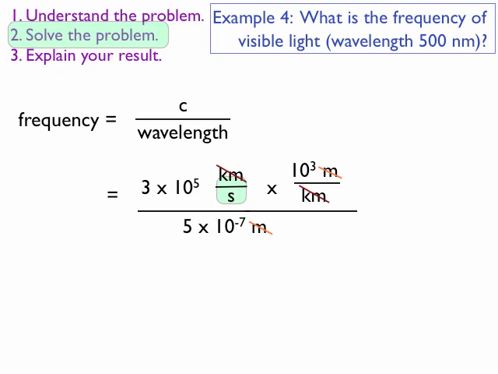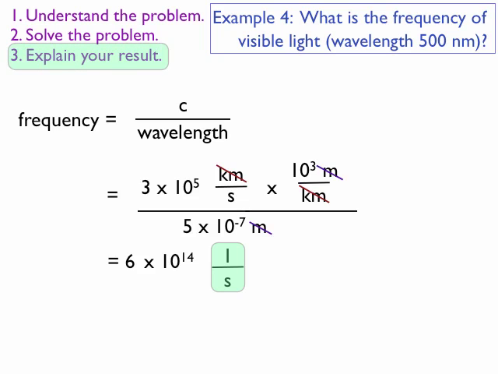For the numbers, we have 3 divided by 5, which is 0.6, and multiplying the powers of 10 gives us 10 to the 5 plus 3 minus negative 7, which is 10 to the 15th. Finally, we can rewrite 0.6 times 10 to the 15th as 6 times 10 to the 14th. As we've seen, the units are 1 over seconds.